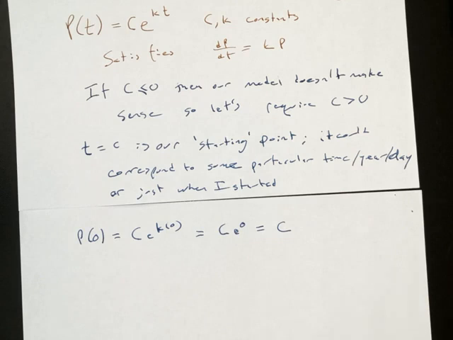It could be my baseline population. I don't know which to call it. That depends on the situation. In my bacteria example, it could be my starting population. In my city example, it could be the baseline population. That's based on the time I started.